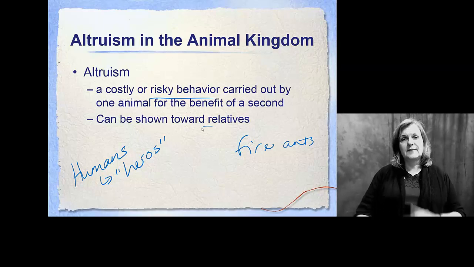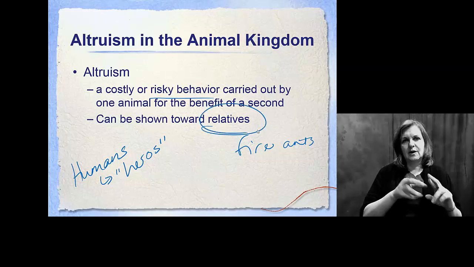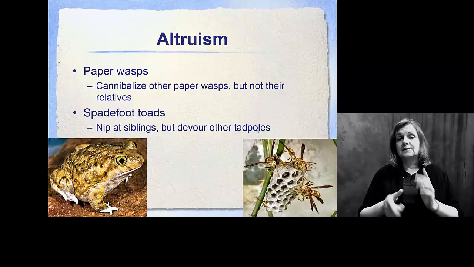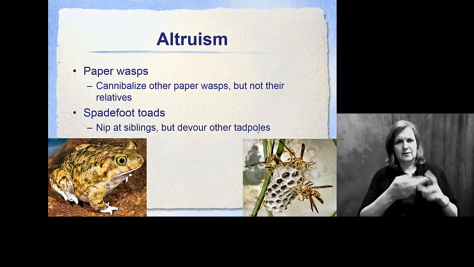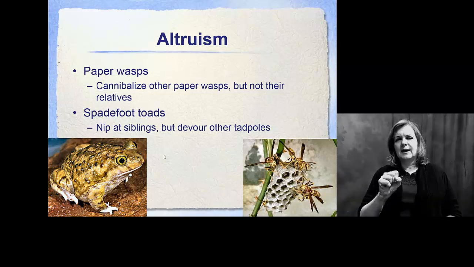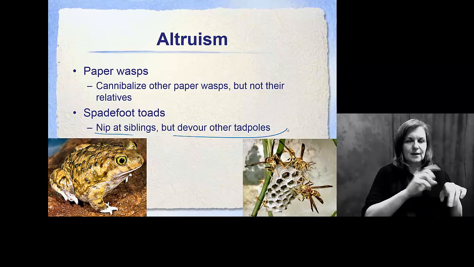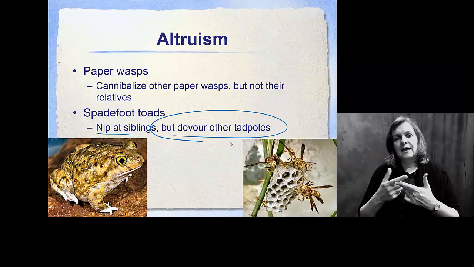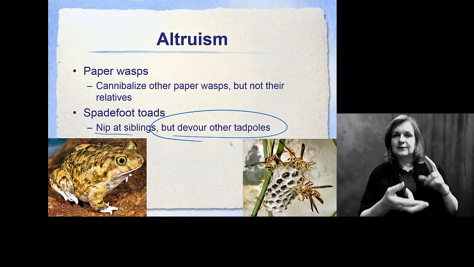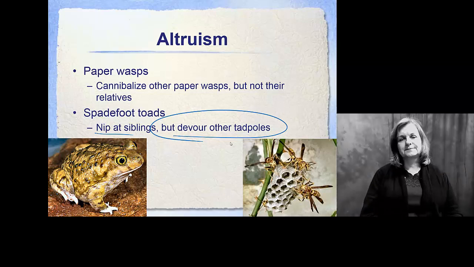Now, most of the time we see this towards relatives, but there are instances where this altruism for relatives, things like I have here for you, are spadefoot toads. They will actually just nip at their siblings like they're having fun and playing, but they will eat completely other tadpoles. So they're producing this altruistic effect in that they're not eating their siblings, right?